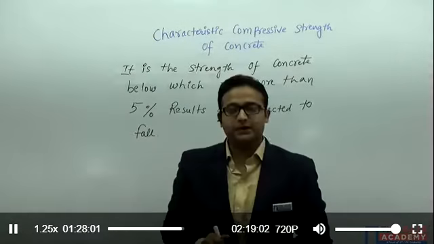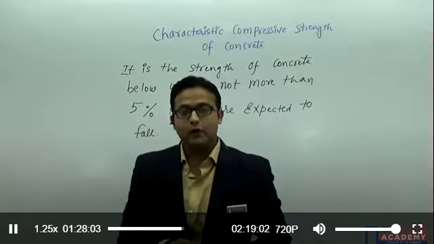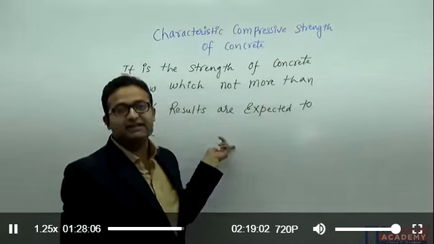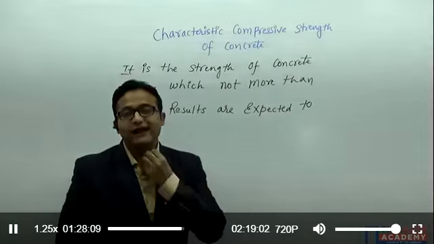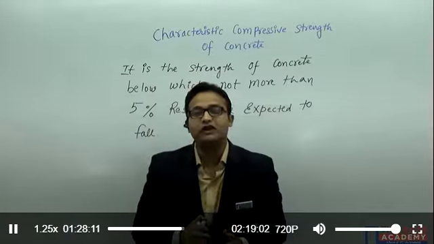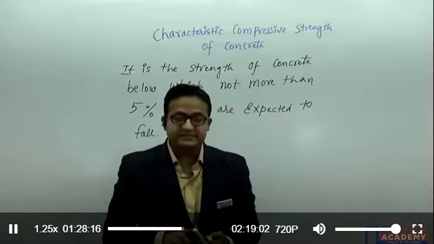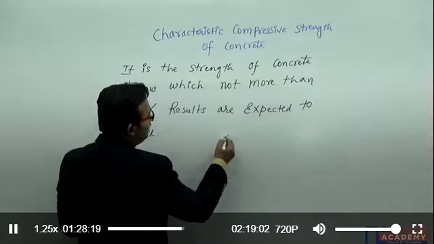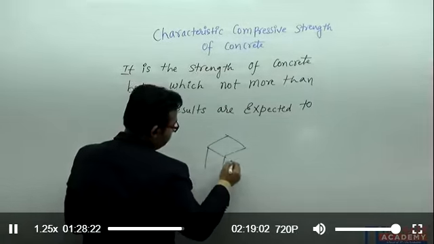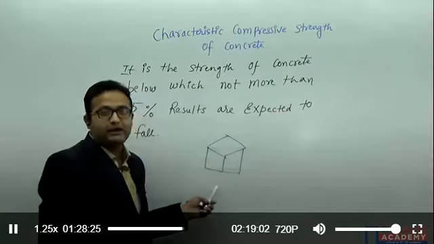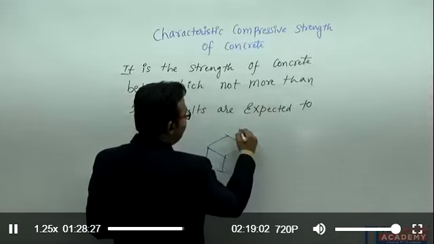So what is the characteristic compressive strength of concrete? As per the definition, it is defined as the strength of concrete below which not more than 5% results are expected to fall. That means, suppose I have prepared cubes in 100 numbers. I have prepared 100 cubes for M30 grade of concrete.